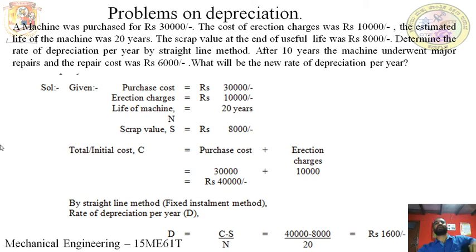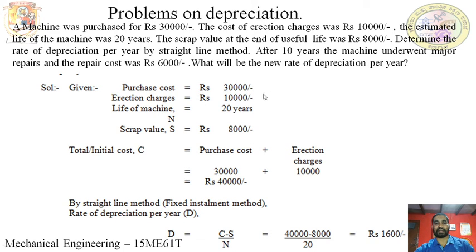You have to calculate the depreciation two times here, once before 10 years and once after 10 years. So the purchase cost is 30,000, erection charge is 10,000, life of the machine is 20, scrap value is 8,000. So the total initial cost will become purchase cost plus erection charges, that is 40,000. This 6,000 you should not consider initially. This 6,000 cost will come after 10 years, so you have to add it after 10 years, not within the first 10 years.